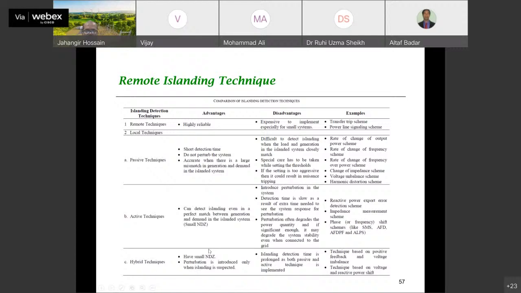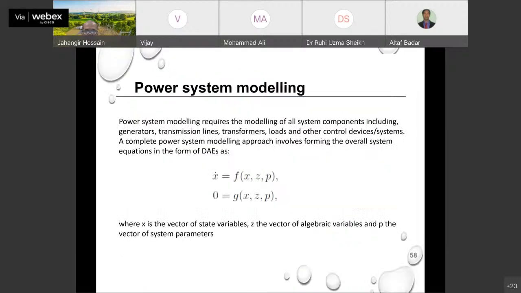This one would be more accurate than all of these methods. I mean, not that one, but the passive and active techniques. So that's all for islanding detection.